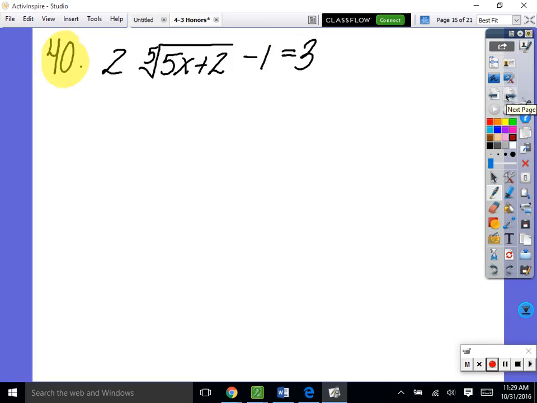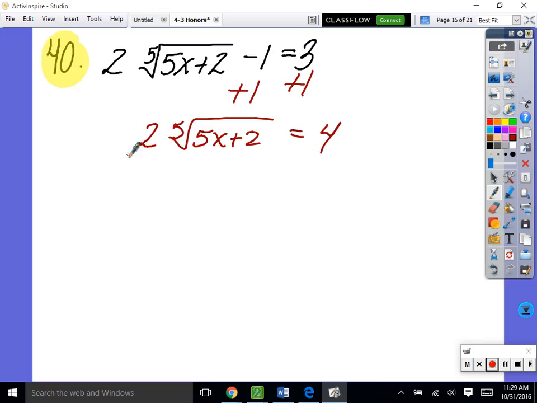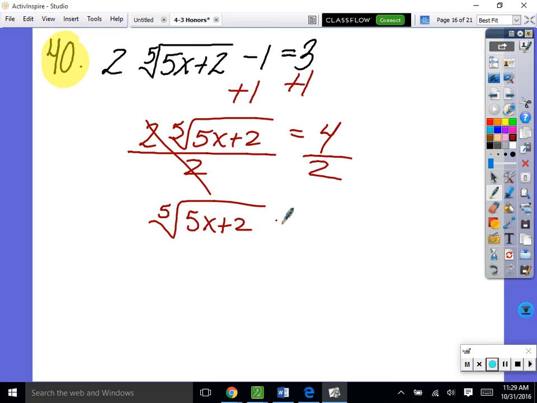Okay, so number 40, looking at this one, what would you do? First step. Add 1, let's do that. So we had 2 fifth roots of 5x plus 2 equals 4. Then what would you do next? Divide by 2. You're absolutely right. Isolate the radical. The fifth root of 5x plus 2 equals 2. Then what would you do? Fifth power it. And then you continue to simplify. Everybody good with that one?